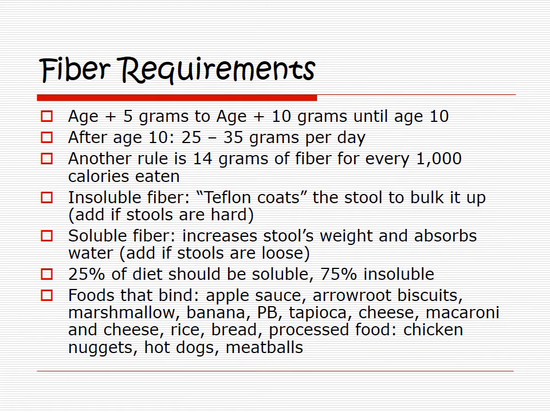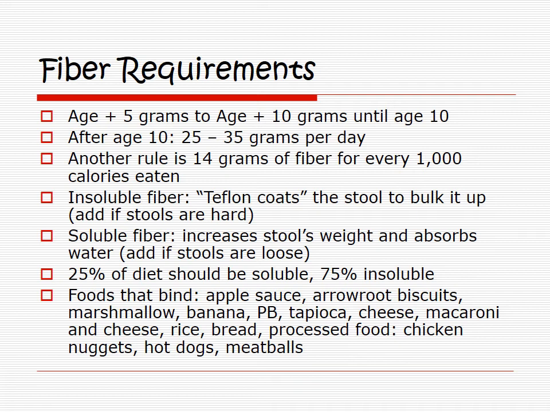So fiber requirements are going to be the age of the child plus 5 grams to the age of the child plus 10 grams until the age of 10. So for a 7-year-old, that would be 13 grams of fiber to 17 grams of fiber. After the age of 10, it's going to be about 25 to 35 grams per day. Another rule is 14 grams of fiber for every 1,000 calories that the child is eating. Insoluble fiber is the fiber that Teflon coats the stool to bulk it up. It's added if the stools are too hard. And then soluble fiber increases the stool's weight and absorbs water, so it's added if the stools are loose.